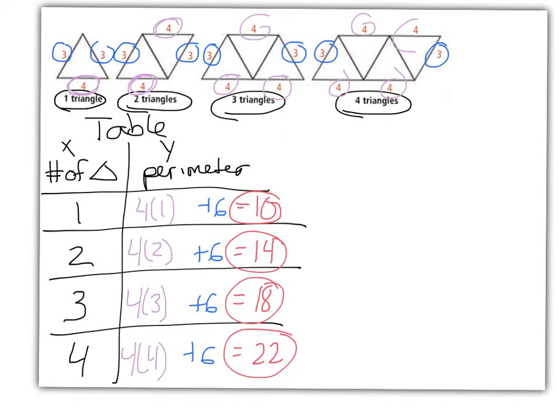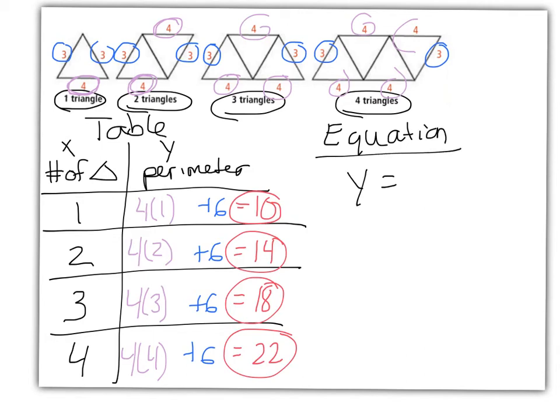But that's so easy. I mean, you could just add up the perimeters and get that. What we did before that is really what's going to help you write the equation. So, in words, I'm not going to write this one all out again, but it's the same thing. The perimeter is 4 times the number of triangles plus 6. Okay, so our equation is going to be y equals.